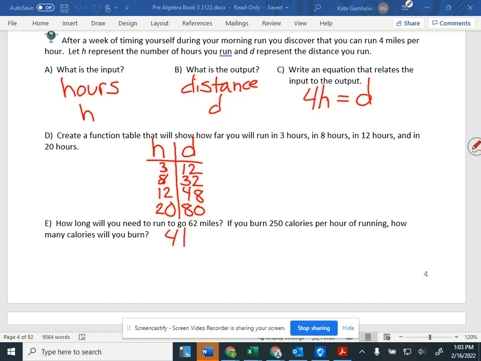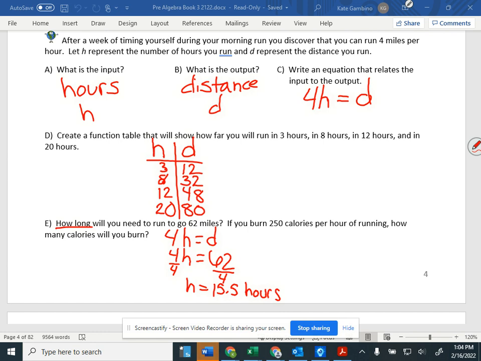Yeah, because I know my equation is 4H equals D. I know my distance is 62 miles, and I want to find out how long. I want to find the hours. So 4H equals 62. I need to divide each side by 4. So H equals what? 15 and a half. So I'm going to need to run 15 and a half hours, because this is in hours, to go 62 miles.